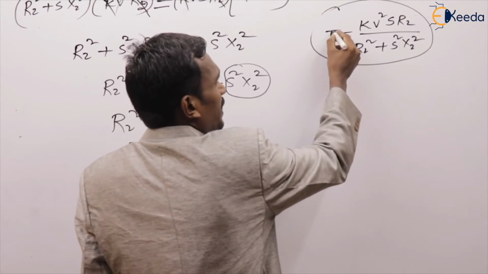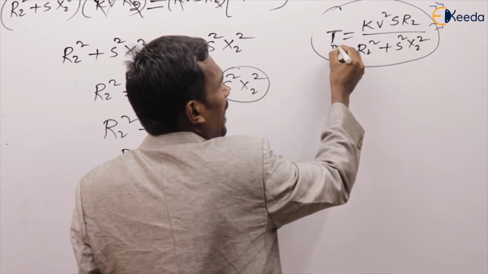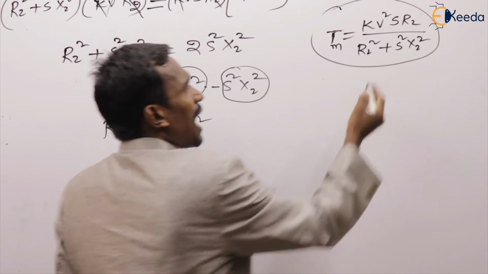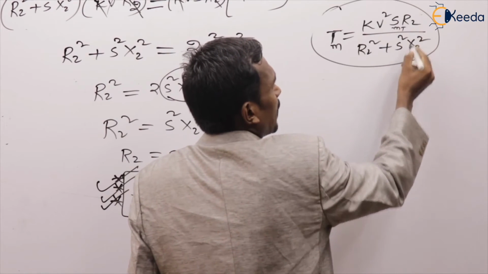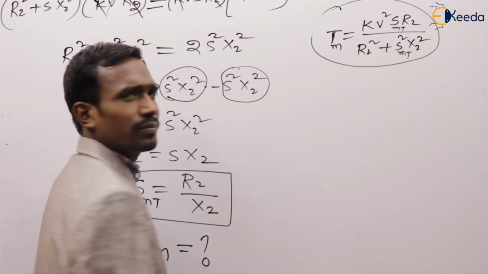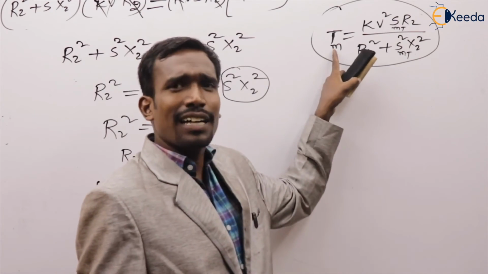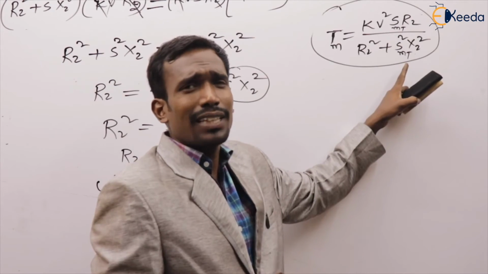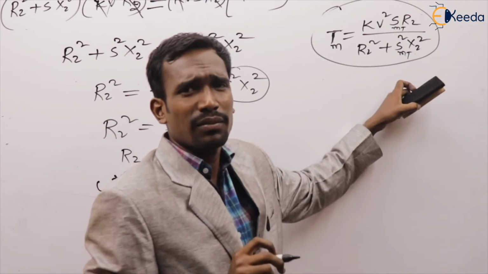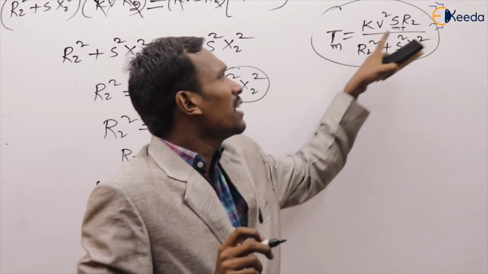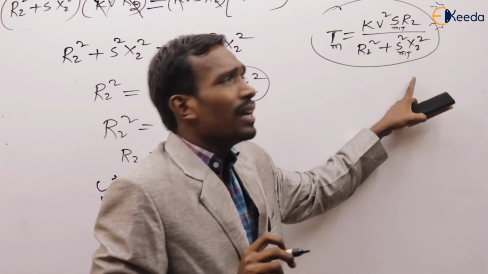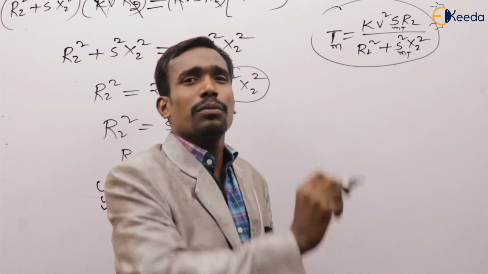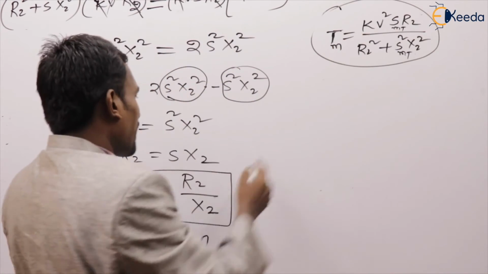So, generally, if I want maximum torque, I have to substitute the slip at maximum torque here. If I want starting torque, I substitute the slip at starting torque, which is nothing but slip equals 1 at starting. If I want full load torque, these two are the full load slip. If I want maximum torque, these two are the slip at maximum torque. What is the slip at maximum torque?